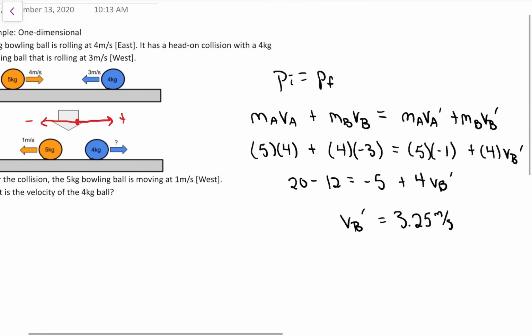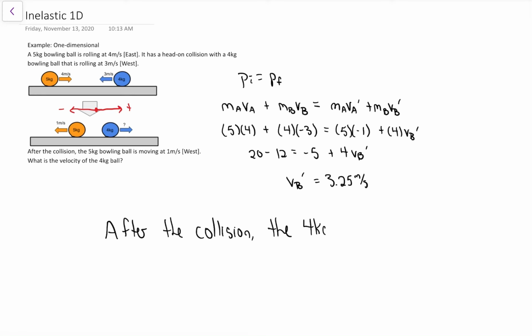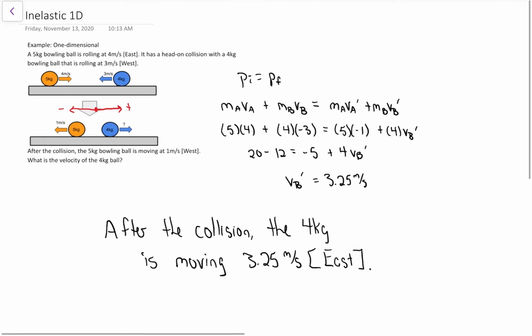Again, I get a little bit lazy, but this one, let's put it into words since things were given in words. After the collision, the 4 kilogram is moving. The number was 3.25. The units meters per second, and the direction as given in east or west was east. That's a one-dimensional inelastic collision. The key to this one is there's only going to be one unknown since we only have one equation.